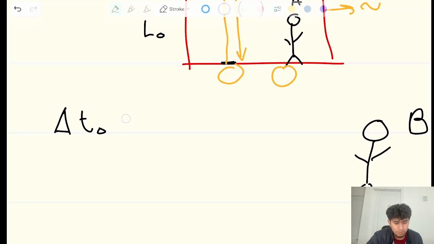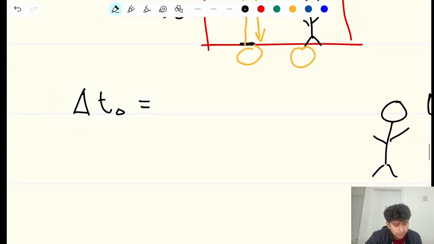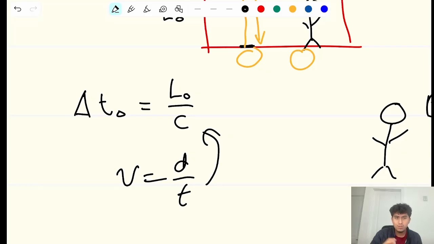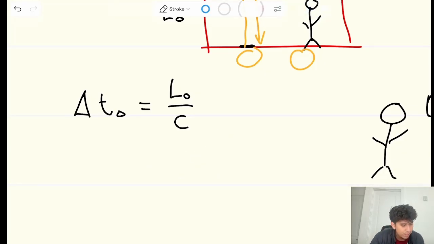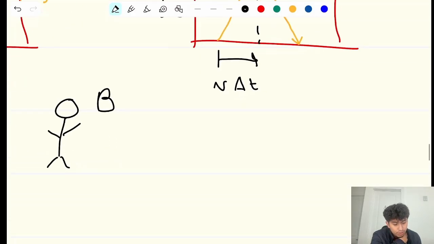So this one is very simple. We're going to count only half, like only how much time it takes to go from the bottom all the way up. So how much it takes is just L naught divided by the speed of light. Why? Just distance over speed. So just replace it, move time around, and then you get that.